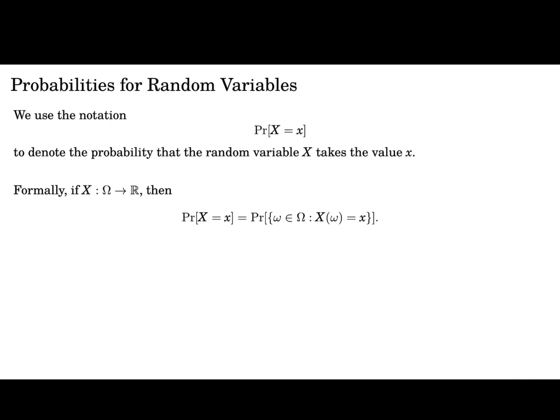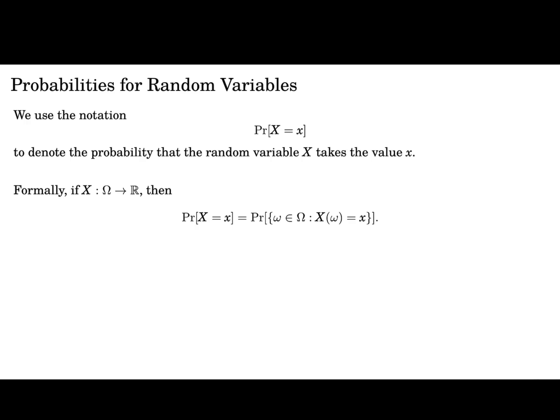Let's introduce the notation we use for probabilities involving random variables. This is the common notation. You write the probability of the random variable X equal to small x, and this denotes the probability that the random variable X takes the value small x. Formally, the probability that the random variable X is equal to small x is the probability of all the events where, when you apply the function to them, you get small x.